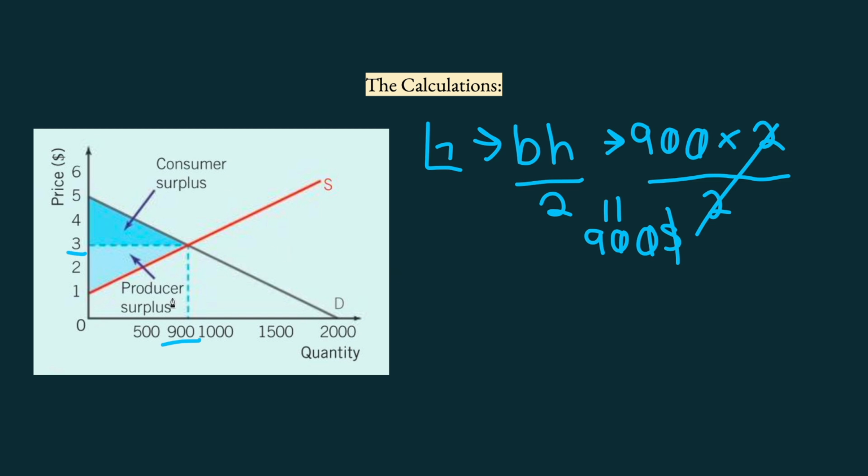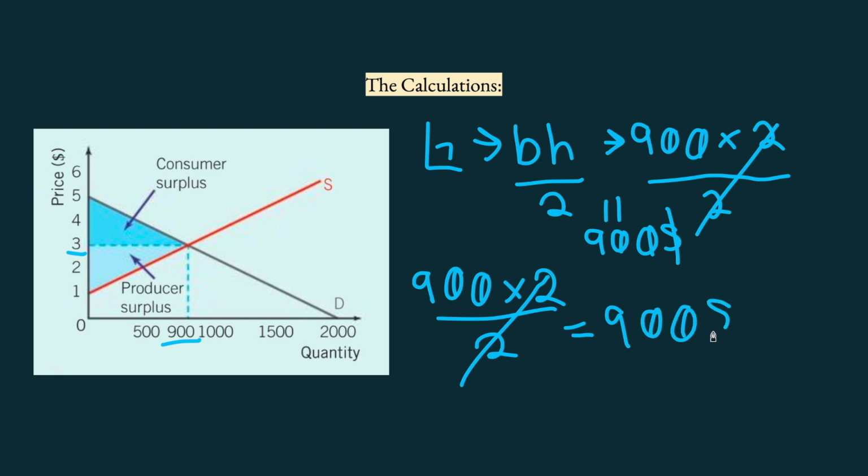And the same process is for producer surplus. Let's go ahead and use the same formula as before. And remember, we still have the same equilibrium price and quantity. So we're going to multiply the base 900 by the height, which is between 3 and 1, which again is 2. So times 2 divided by 2. Once again, the answer is going to be $900 using that unit right there.